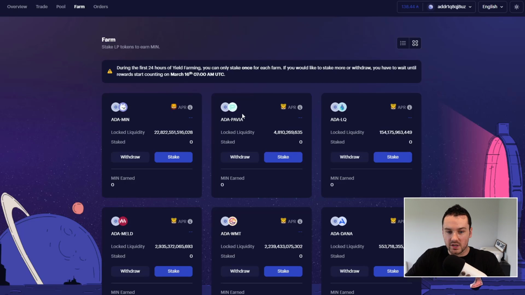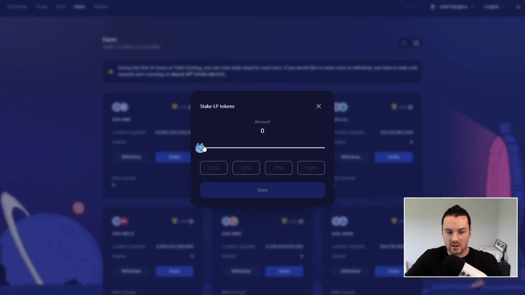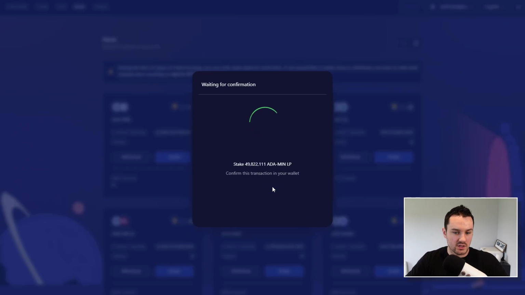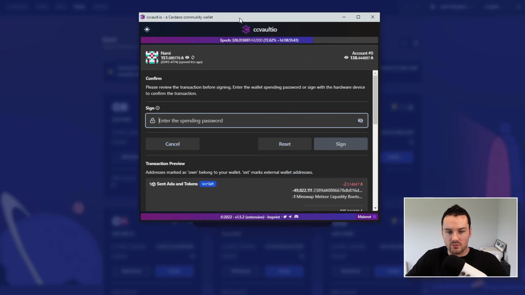So now into actually providing liquidity, or getting involved in yield farming. When you come in here, you can see the different pairs. All you have to do, very simple, click on stake. It asks you how much of your LP tokens you want to put in. I want to put in 100% of this account here. Click on stake, and then it should give you a pop-up in whatever wallet you're using. I'm waiting for CC Vault here.